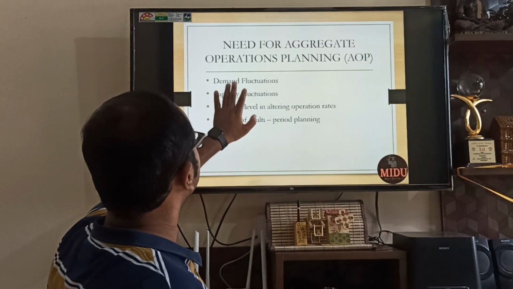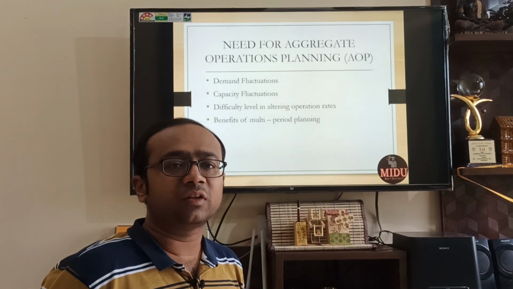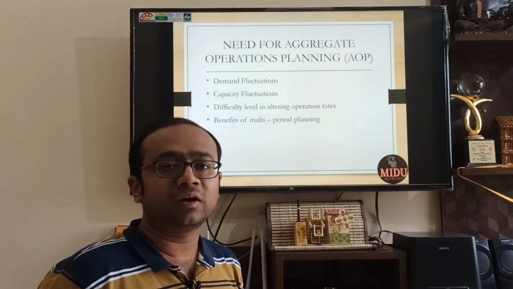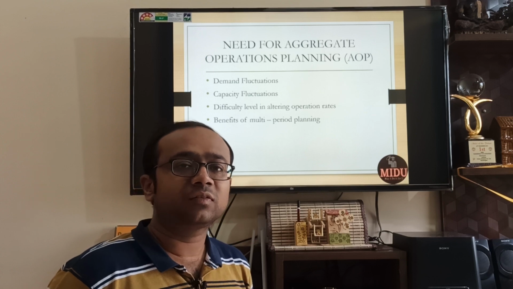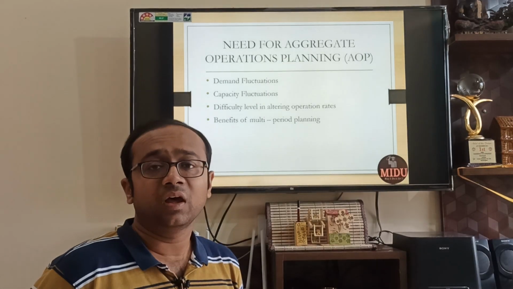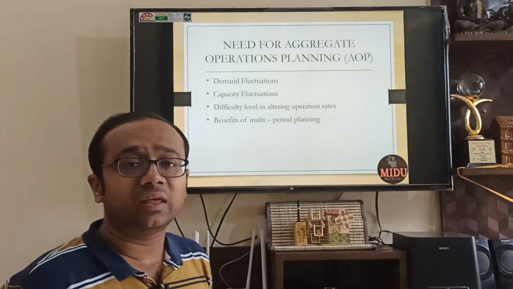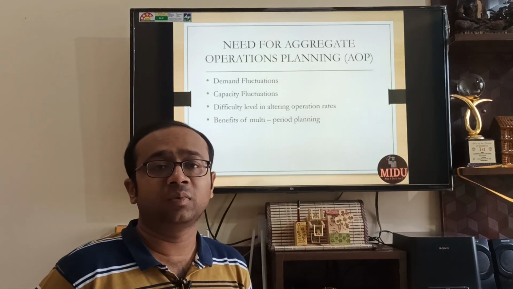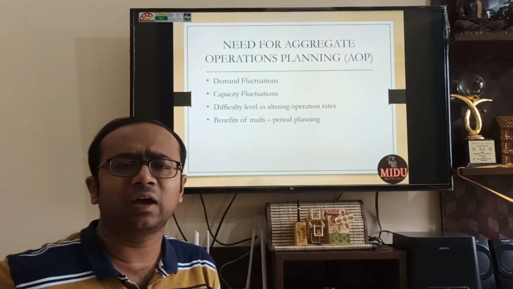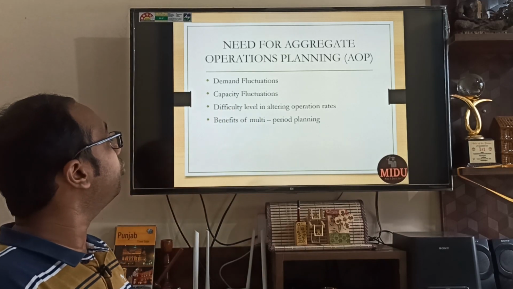What is the need of AOP? So first of all, it is demand fluctuations. Demand keeps on fluctuating. There can be extreme reasons for it, for example, COVID occurred, or there are some other reasons. For example, if you are into products which have seasonal factors into consideration, then also demand can fluctuate. Capacity fluctuations can be there. Maybe some stock out happened, some strike happened, some load shedding happens. Machine capacity is not there, so you planned some capacity but delivered something else. Difficulty level in altering operation rates.